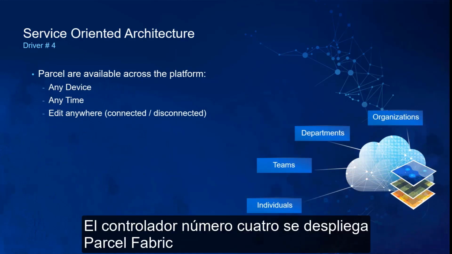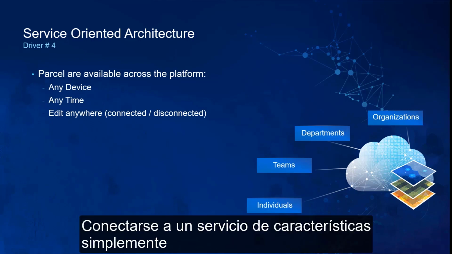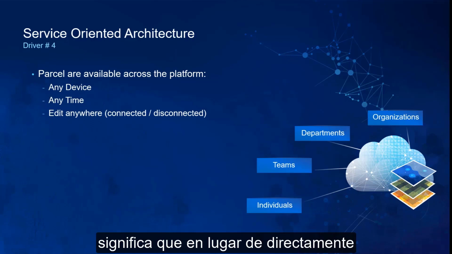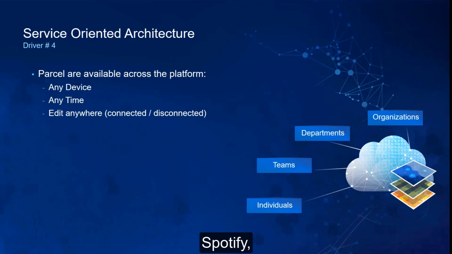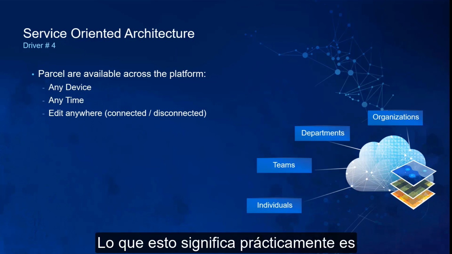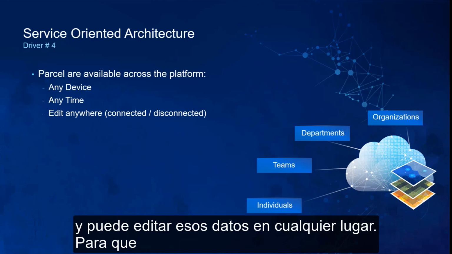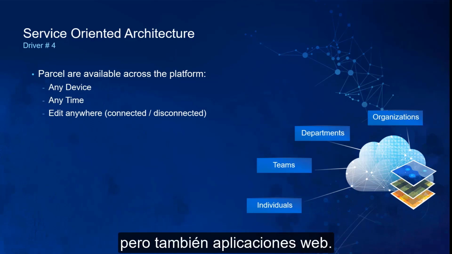Driver number 4, Parcel Fabric deploys using services-oriented architecture. Connecting to a feature service simply means that instead of directly connecting to the database, you're connecting to a URL. So think of it this way. If you've ever streamed music on Spotify, you're connected to a service. It's basically the same idea here. What this means practically speaking is that the parcel data is available to everyone, anytime, on any device. And you can edit that data anywhere. So you can edit from the Pro desktop software, but also web applications.